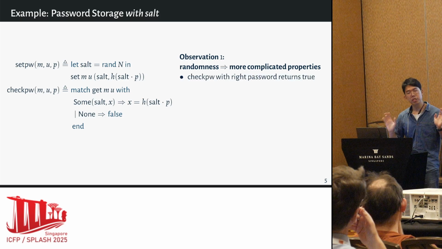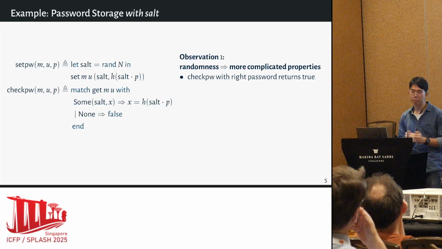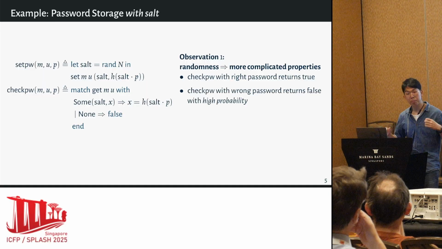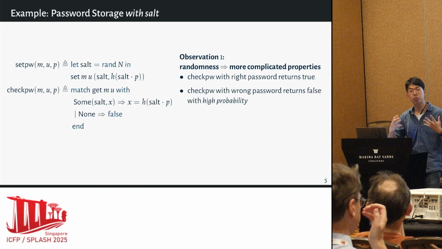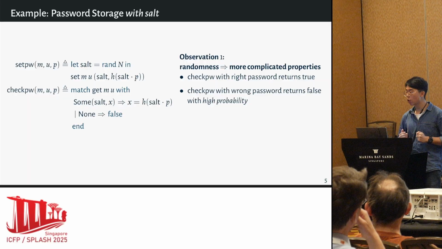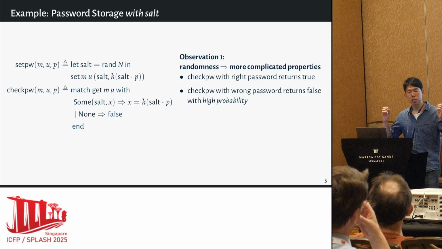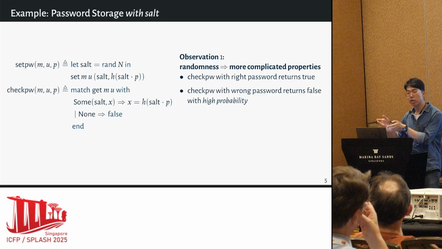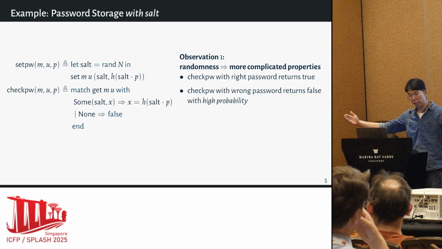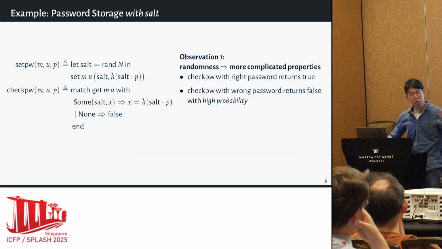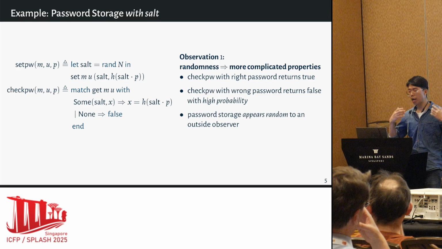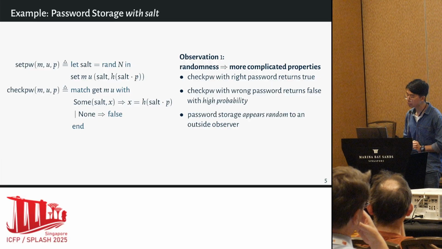In addition to the traditional properties we might want to verify, like checking password with the right password returns true, there are certain properties that are described in terms of probabilities. For example, checking a password with the wrong password returns false, but there is a small probability that a failure occurs where there's a hash collision. So this property only holds with a high probability. There are also certain properties that might be even hard to state. For example, that the password storage appears random to an outside observer.